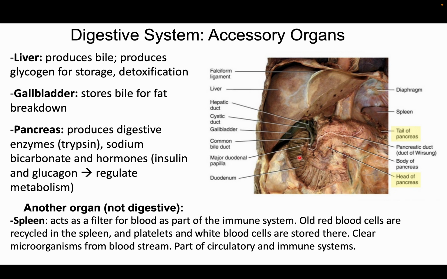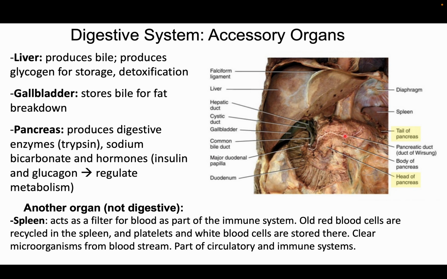Again, the small intestine does not produce any chemicals to break down protein. It relies on the pancreas. Another important thing about the pancreas too is that again, it's an endocrine organ, so it produces hormones.